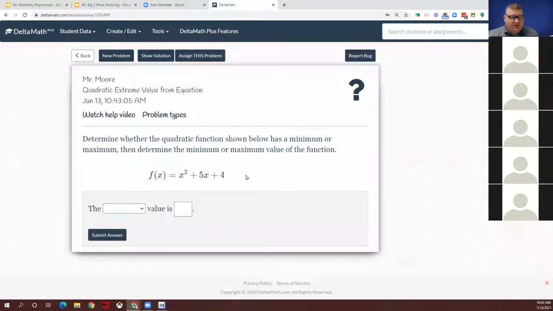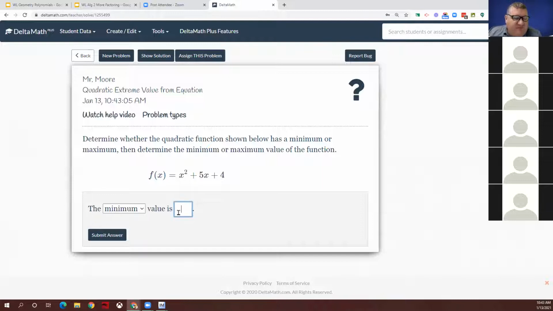Extreme value. So here's a question. Quadratic formula shown below has a minimum or a maximum, then determine the minimum maximum. How do I know if it has a min or a max? If A is positive or negative. That's it. Since A is positive, it opens up. So folks, if you can see my screen, if it opens up, do I have a minimum or a maximum? Minimum. Yeah, minimum because it's at the bottom, correct?